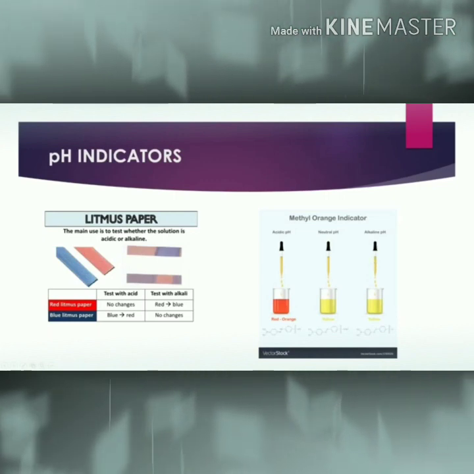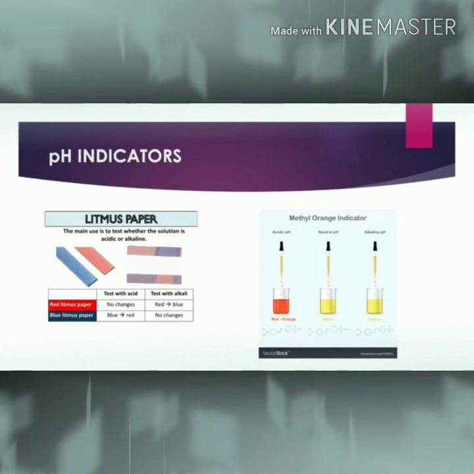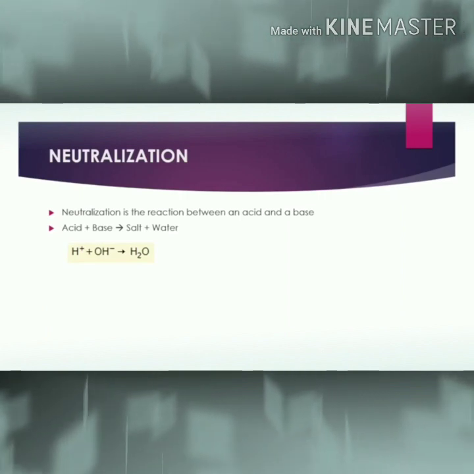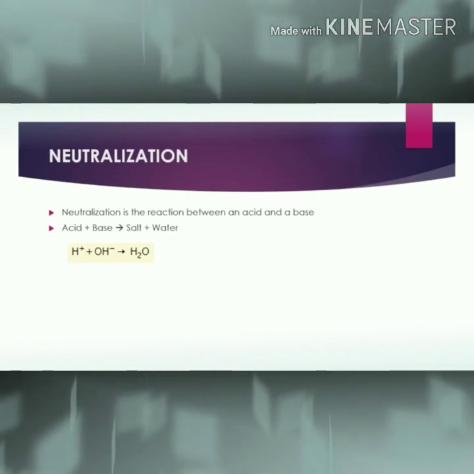Here is the methyl orange indicator as well. If this methyl orange indicator is kept in acidic solution, it shows red or orange colors. If it is kept in alkaline medium, it will show yellow.